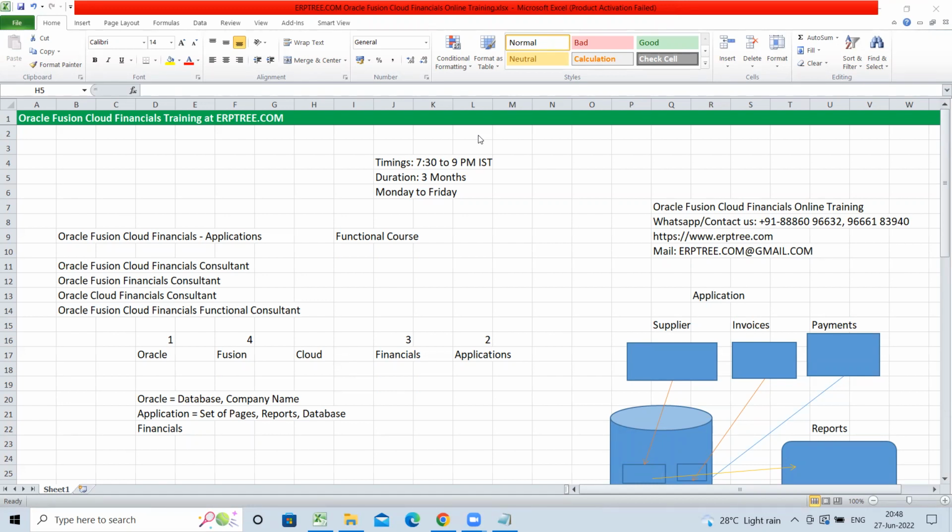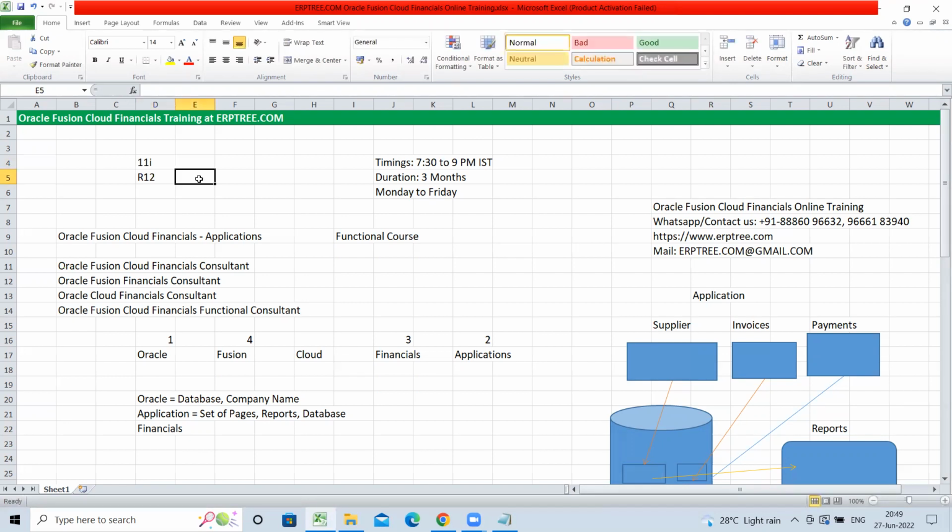Any questions from anyone, please? Previously a person mentioned R12; like this, there will be R13, R14. See, R12: we have 11i, and after that R12. These are all versions of Oracle EBS.